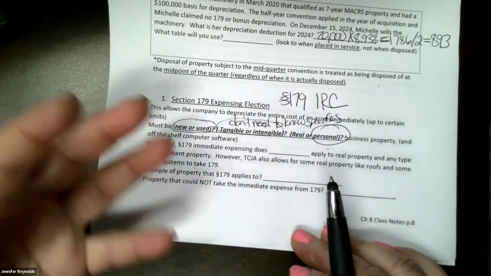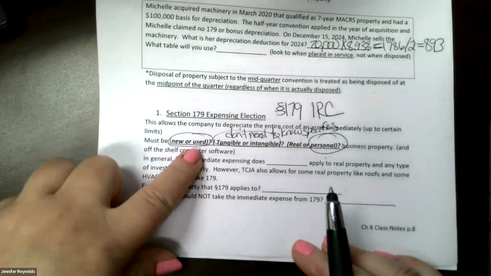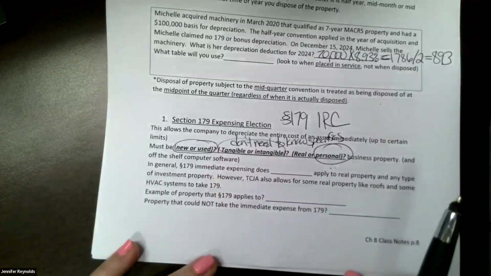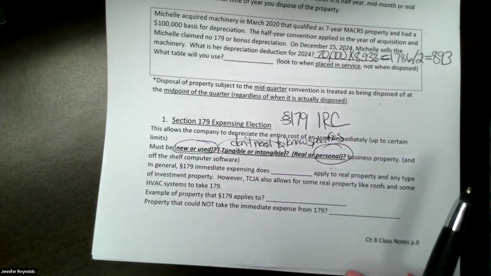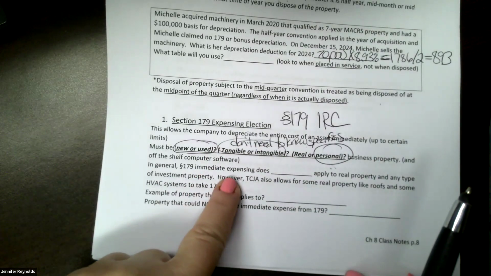They're wanting businesses to go out and buy new equipment. But currently it can be new or used, meaning if I need a new tractor for my business, I don't have to buy a brand new one from John Deere. I could go buy it from another farmer and it's new to me and I could still take the 179 deduction on it. Okay. What it is, it's a more immediate expensing of it.